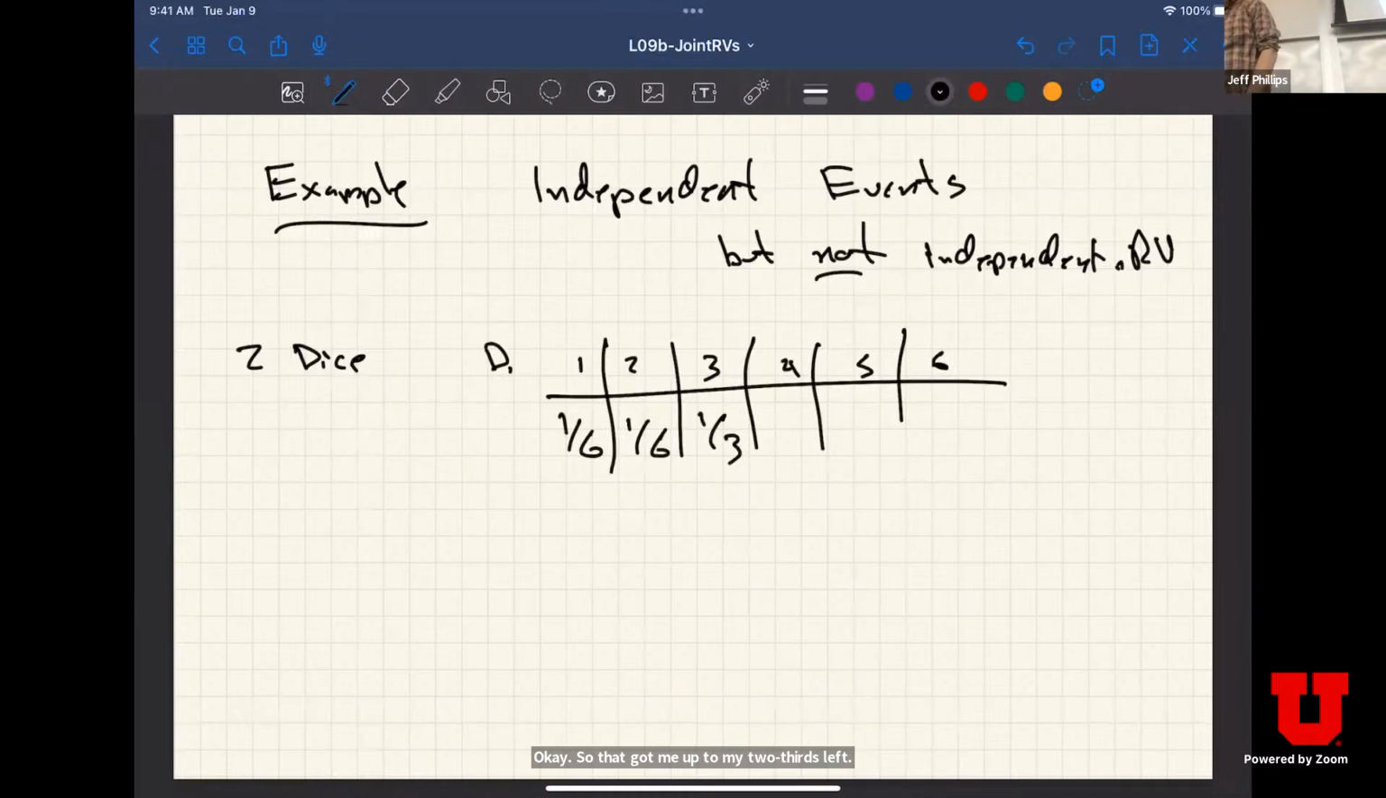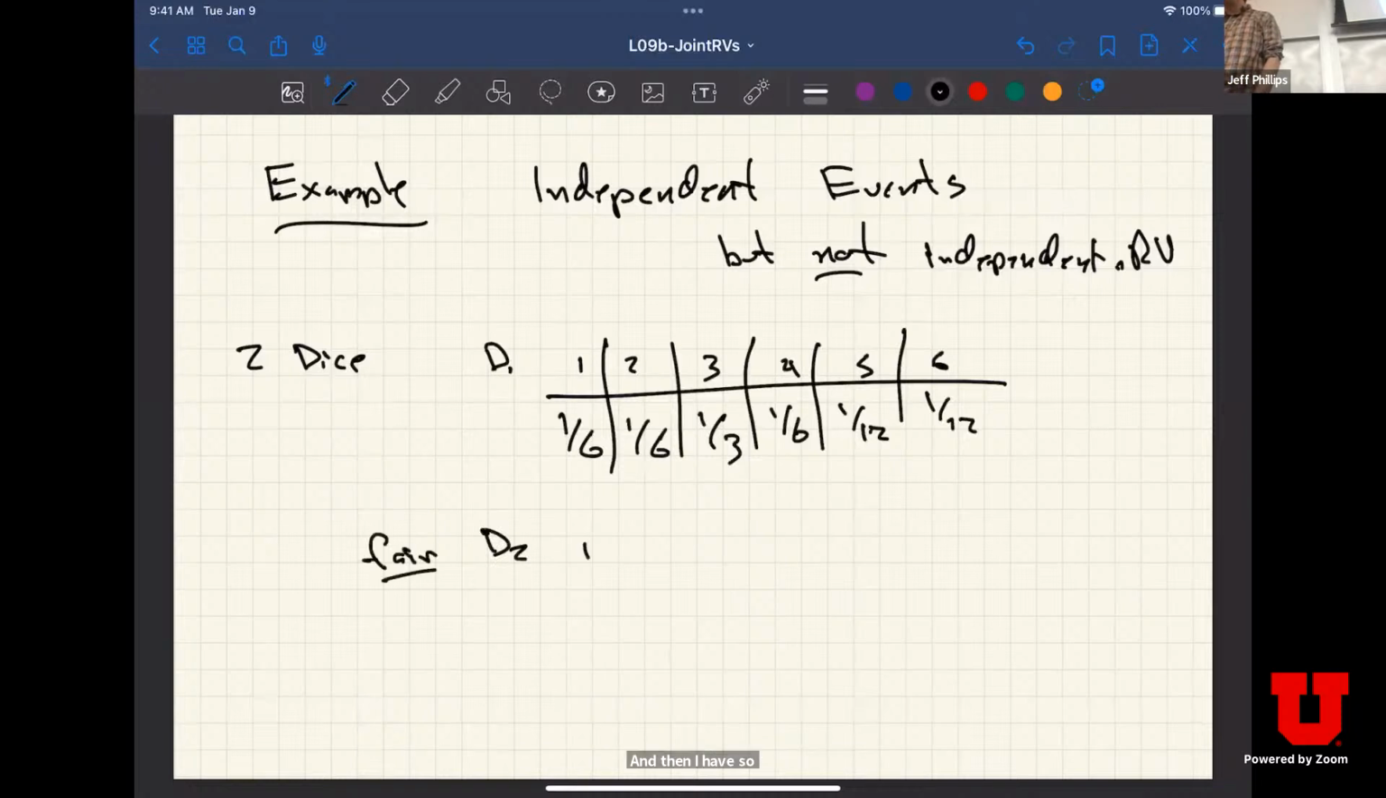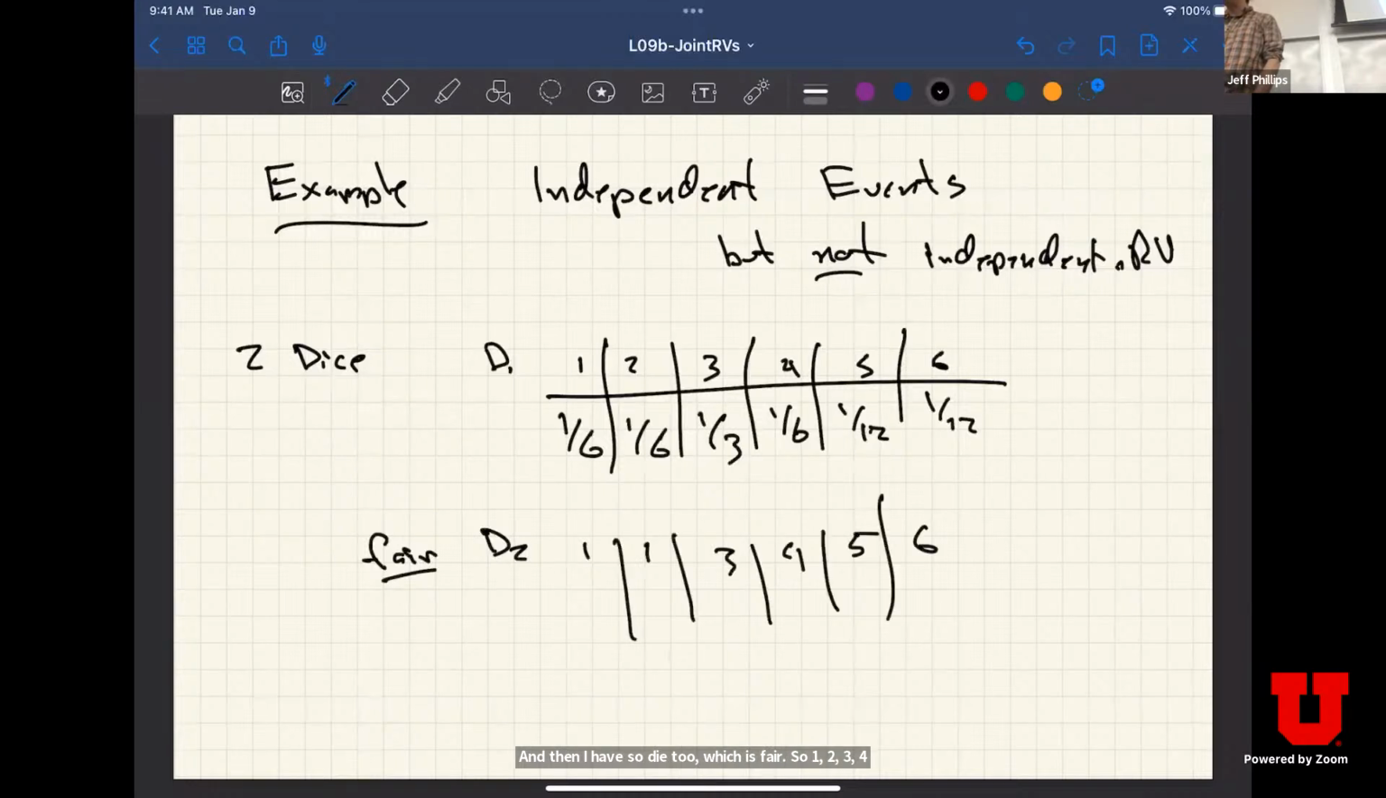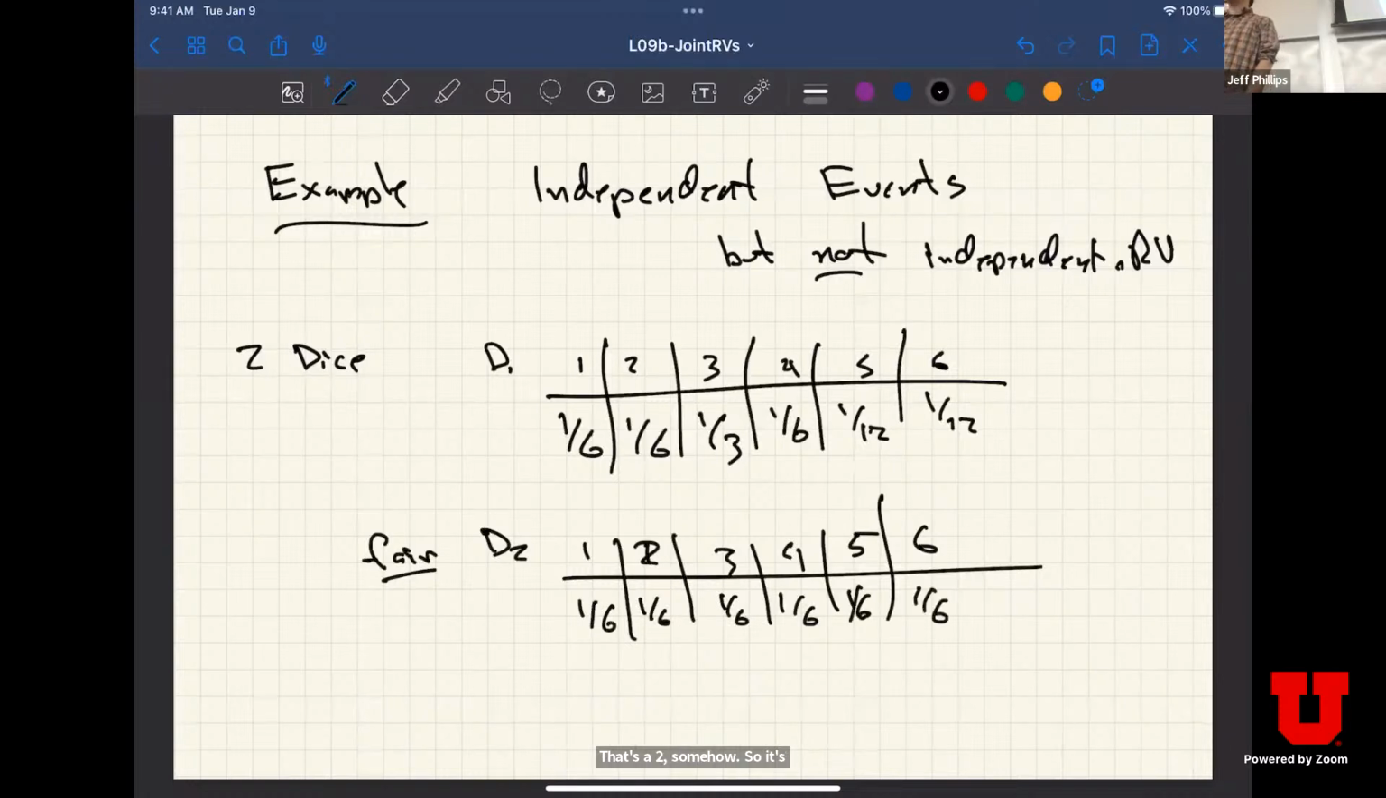Let's say the rest are 1/6 and 1/12 and 1/12. So this is a die that's more likely to roll a 3. And then I have die 2, which is fair. So 1, 2, 3, 4, 5, 6. So it's 1/6, 1/6, 1/6, 1/6, 1/6, 1/6.